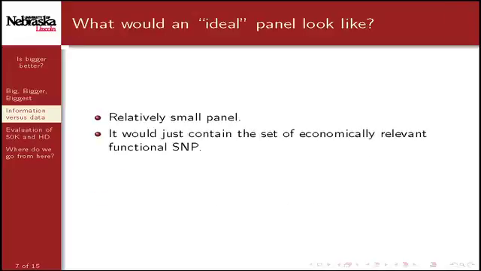But I also wanted to go back and ask, what would I think an ideal panel would look like? I'd see that as being relatively small. Especially if I'm going to be estimating MBVs from a panel, what I'd like is for it to contain just the set of all economically relevant functional SNPs. I'll have all of them on there, nothing else, and I could probably do a really good job calculating MBVs from that.